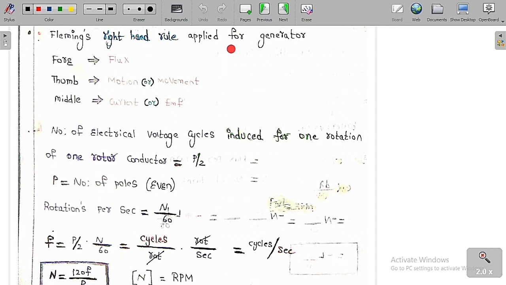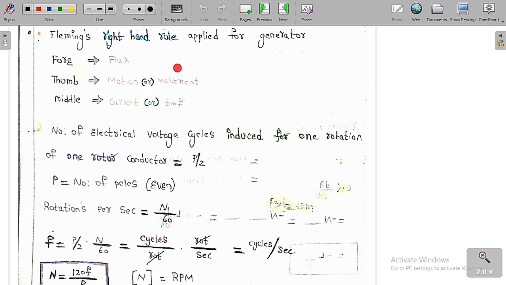The Fleming right hand rule is basically applied for generators, because in "right" there is an R, and in "generator" there is an R in the middle. So the Fleming right hand rule is applicable for DC generators. The thumb represents motion or movement or torque, the forefinger represents the flux, and the middle finger represents the current or EMF. In a DC generator, the known quantities are the flux direction and the movement of the conductors, but we don't know the direction of the current. We can get the direction of the current with the help of this right hand rule.